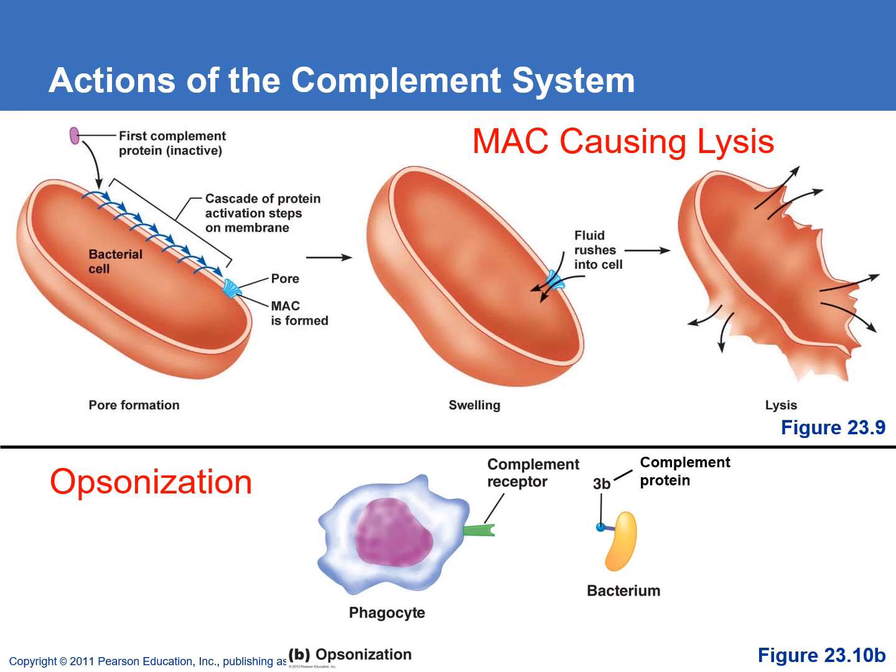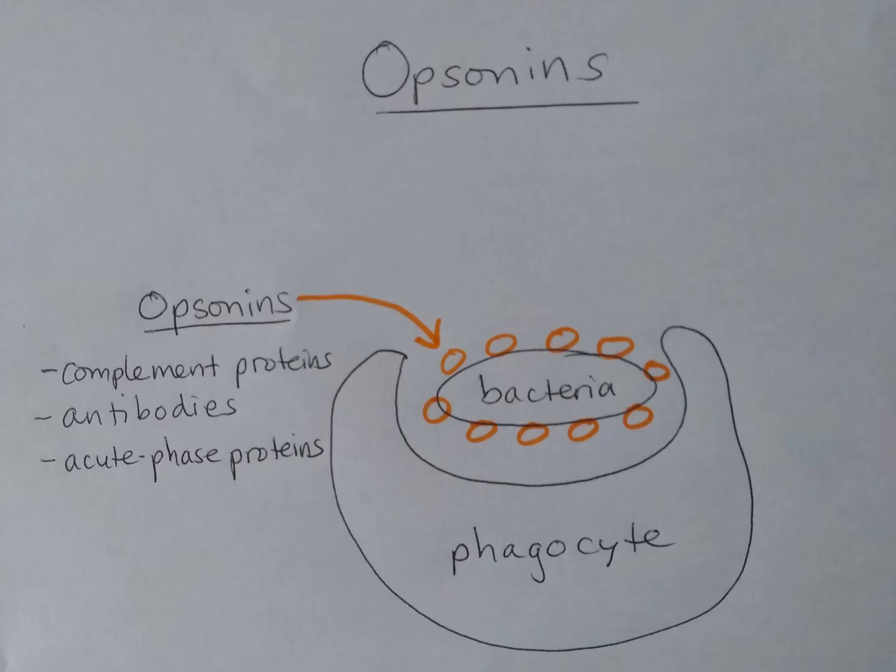Another way that the complement system can act is it can act as an opsonin. So let's take a look at that. So opsonins are just things that coat the microorganism. So maybe we've got a bunch of complement proteins that are coating this bacterial cell, and that makes it easier for the phagocyte to grab onto the bacterial cell and eat it. Because some of these microorganisms are a little bit slippery, and so if you coat them with the complement protein, that makes it easier for the phagocytes to eat them.